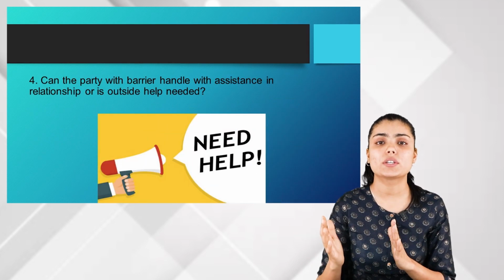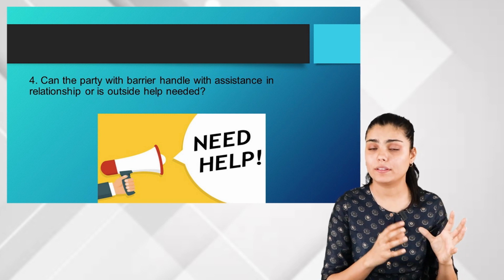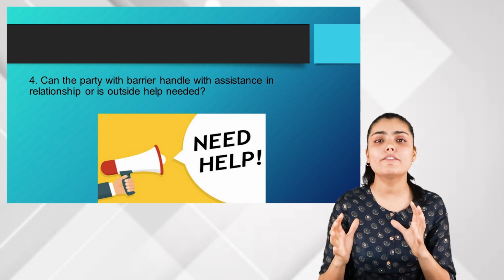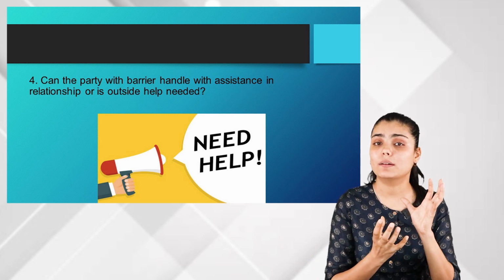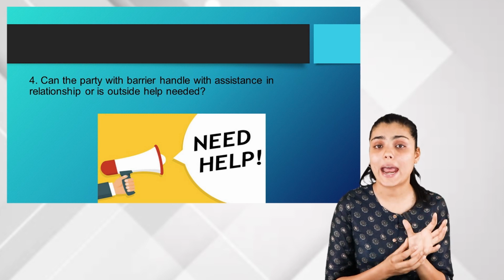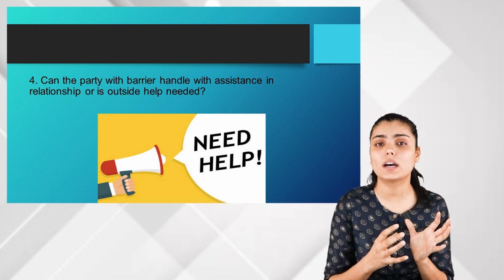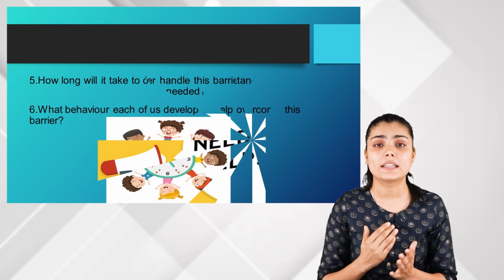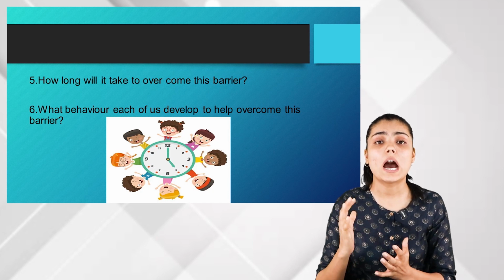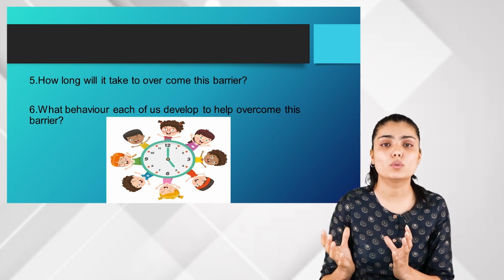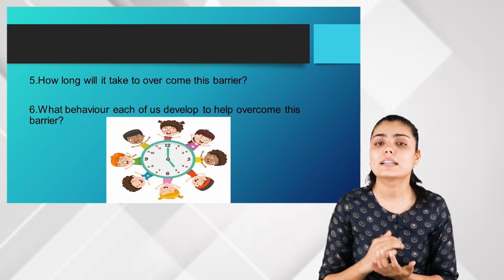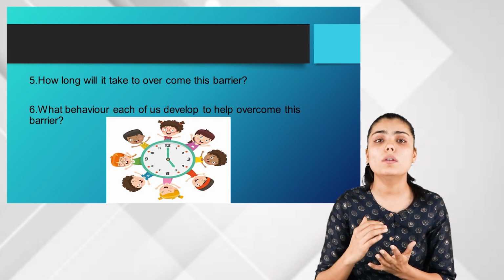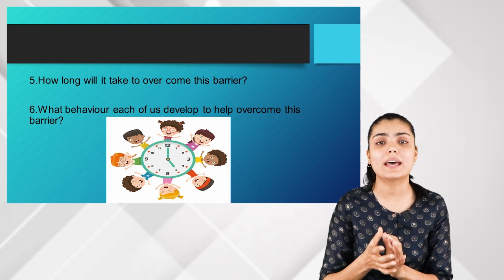Okay? The next question is, can the party with the barrier, from the two partners, it is one partner who has the barrier more actively, right? So if it is like that, whether this party, the party who has the barrier, will be able to handle it on its own with assistance of the other partner, or is the help from outside required? Okay. Next question in the fifth step includes, how long will it take for both of you to overcome this barrier? Yes, there is a barrier, right? And it requires a certain period of time to overcome that barrier. So how long will it take for the partners to overcome that barrier?